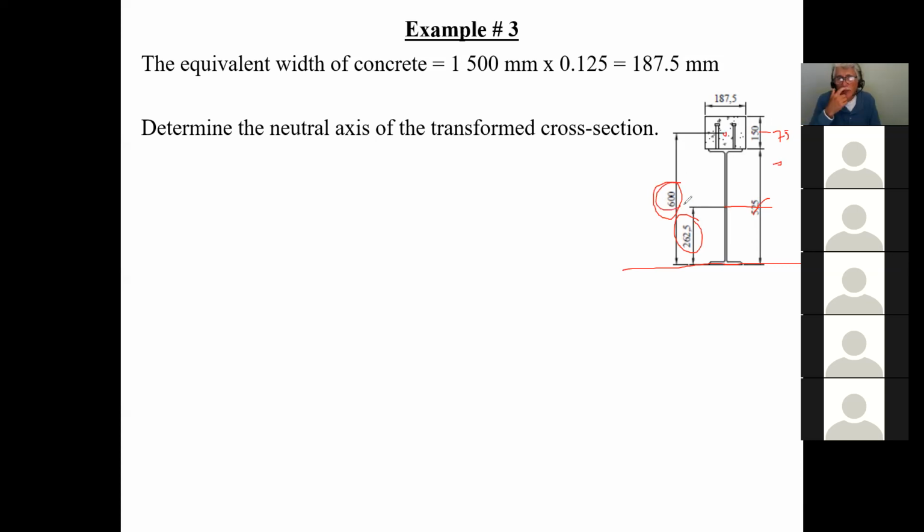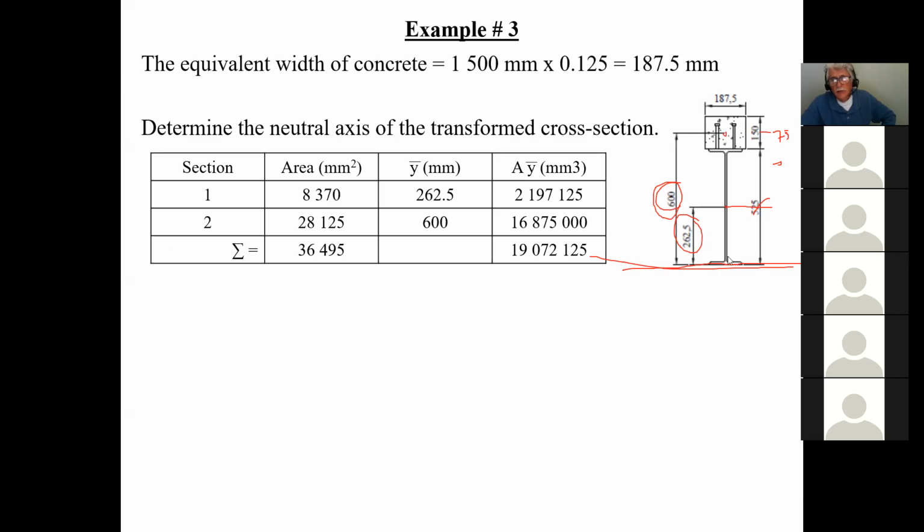So the first thing I establish is where I want to put my reference line, number one. And then after that, calculate where the centroids are of the sections that I want to work with. And then after that, calculate the distance from the centroids to my reference line, and then I can set up my table. So that's the first thing I do, okay?